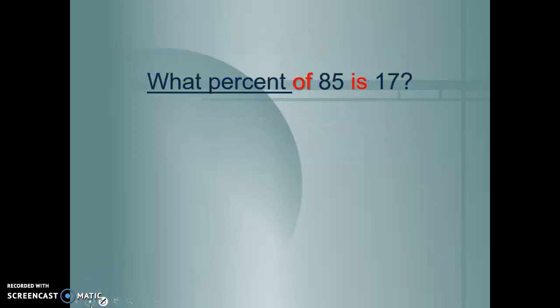So what percent of 85 is 17? Percent times the whole is the part. So let's write our equation here and then plug in what we know. We don't know the percent, so we're going to leave that as a variable. We know the whole is 85, and we know the part is 17. From here, we're just going to solve for our variable.